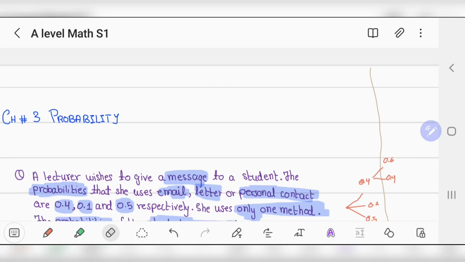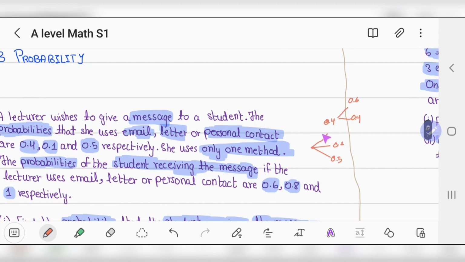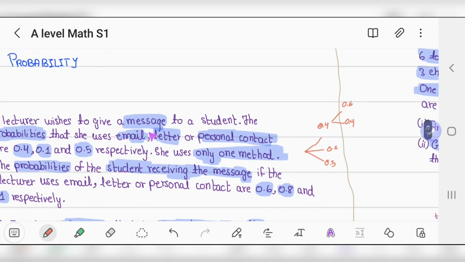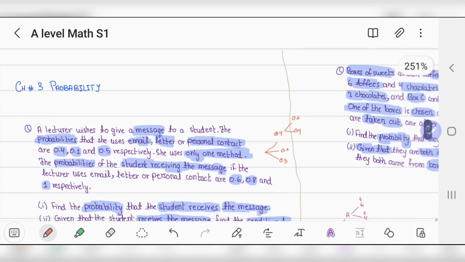So same thing here. The lecturer decided to send it through email, so the probability of sending the message by email is 0.4, and the probability that the student will receive that message is 0.6. But what happens if the student did not receive the message? What are the chances of not receiving the message? The probability of receiving the message is 0.6, and the probability of not receiving the message is 1 minus 0.6, and then you will get 0.4. This is how you do it in probability, and this is how you make a tree diagram.